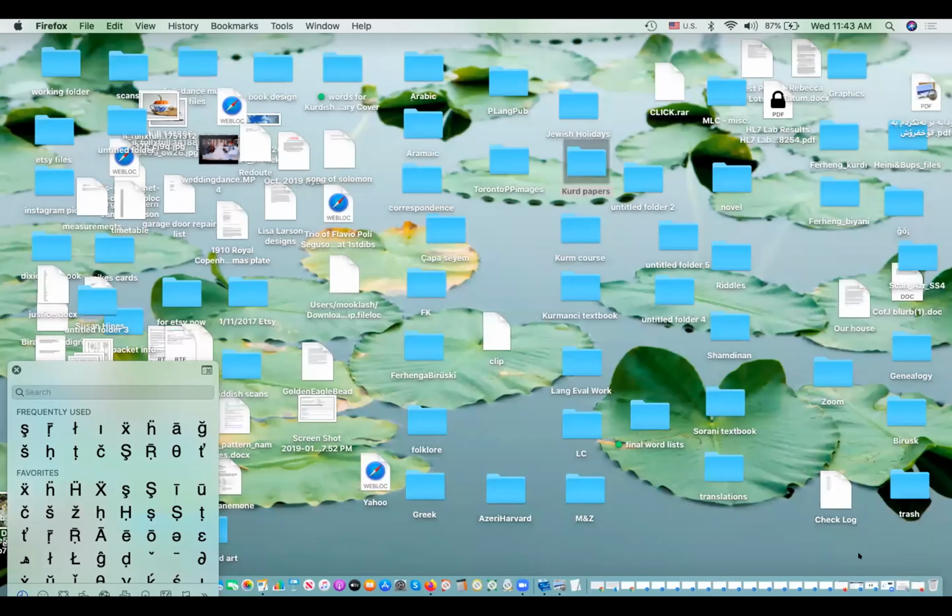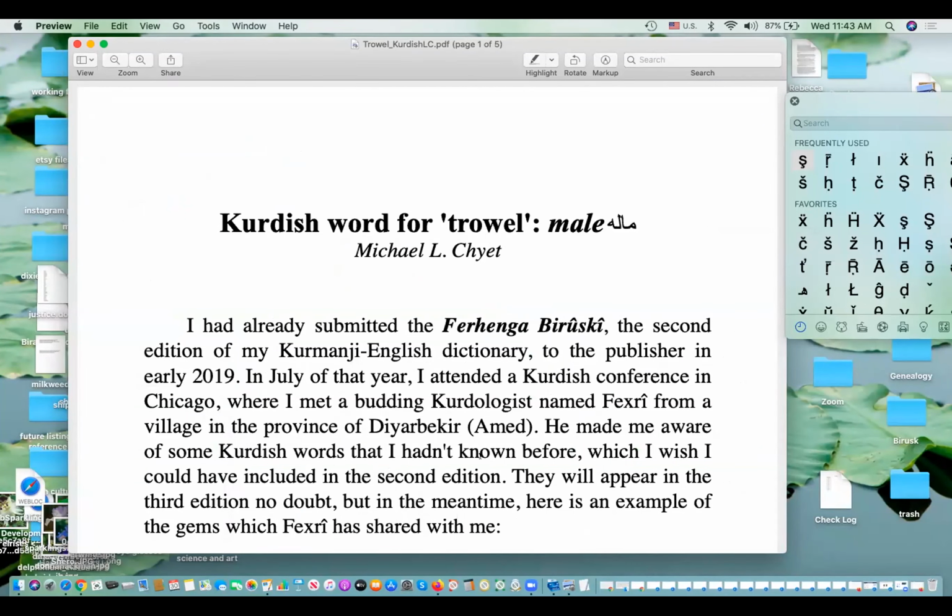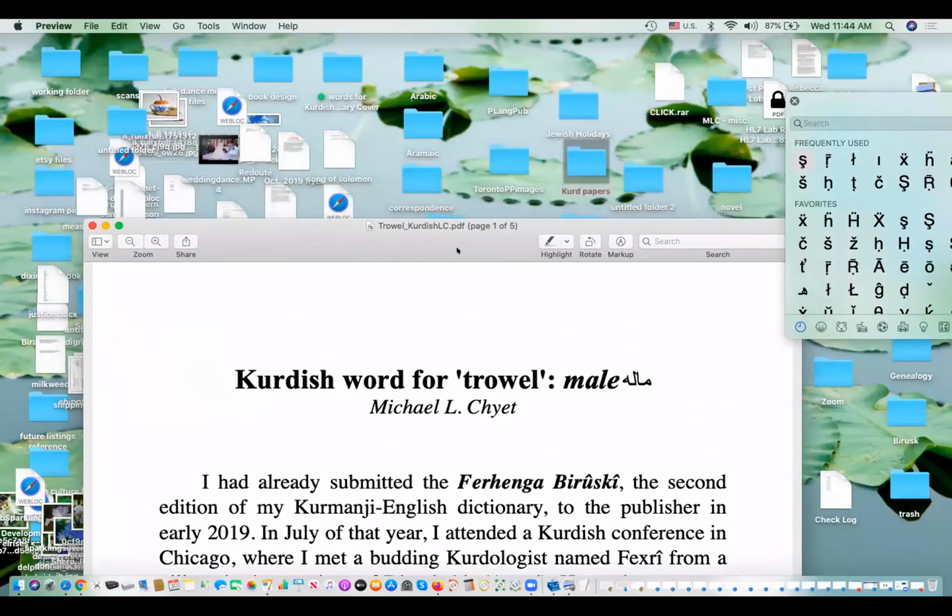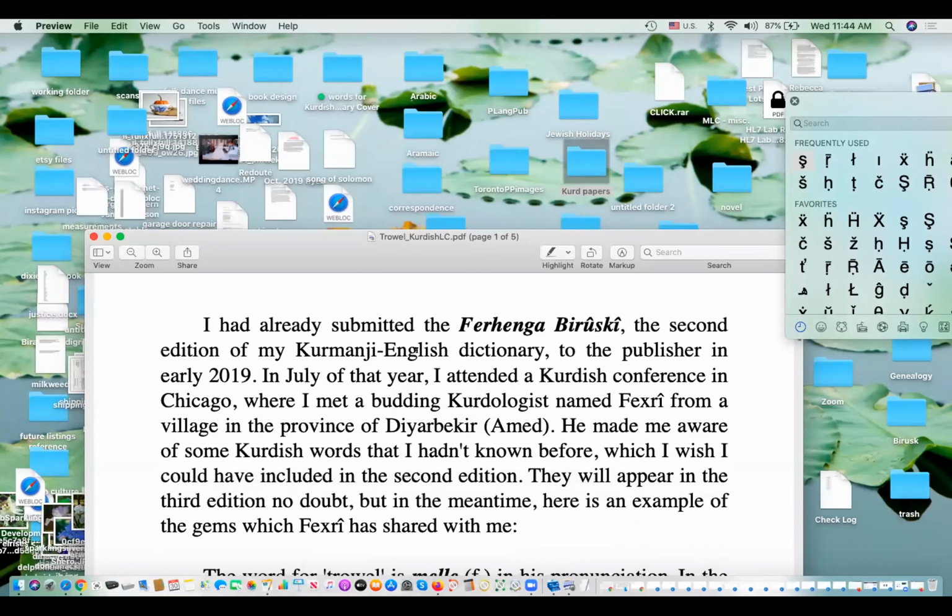I don't have very much time, so let me switch now to my other little topic, and that is the second edition of my Kurdish English dictionary, which came out in January in 3 volumes. My partner Christopher created the artwork here. I had already submitted the Ferhenga Bruski, the second edition of my Kurmanji English dictionary, to the publisher in early 2019. In July of that year, I attended a Kurdish conference in Chicago where I met a budding Kurdologist named Fakhri from a village in the province of Diyarbakir.